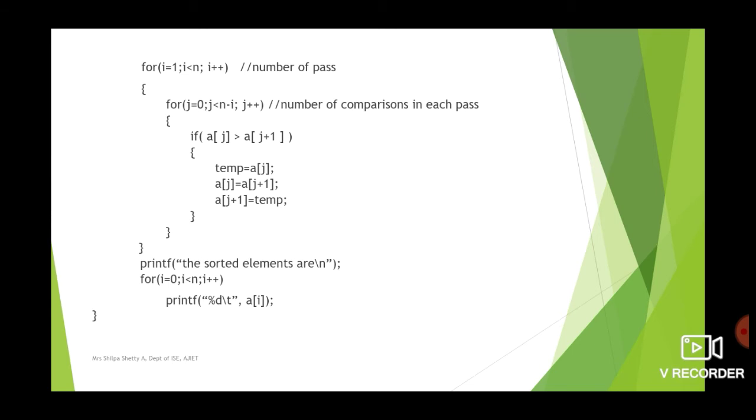Similarly in the second pass the value of i is going to be 2. So the for loop will vary from j is equal to 0 to j less than n minus i.